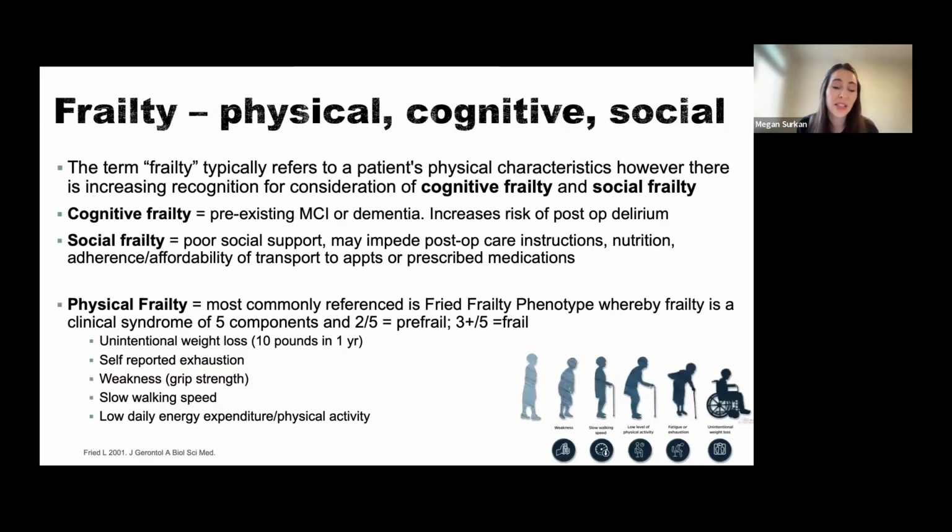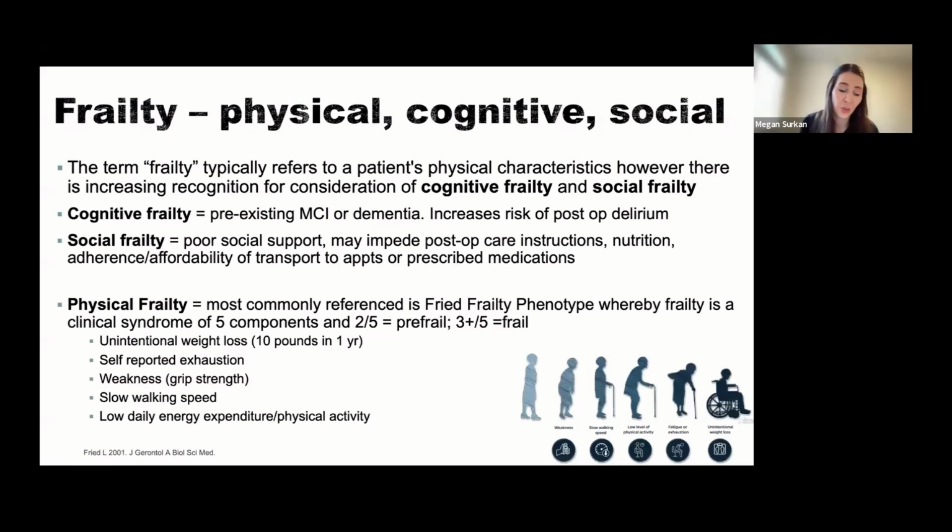And then social frailty is another aspect that is getting more and more recognition. So someone with poor social support, likely this could impede post-op care instructions, nutrition, adherence, or affordability of transport back and forth to appointments or taking prescribed medications. So these are aspects in someone's overall likelihood of a poor outcome that I think should be considered as well.